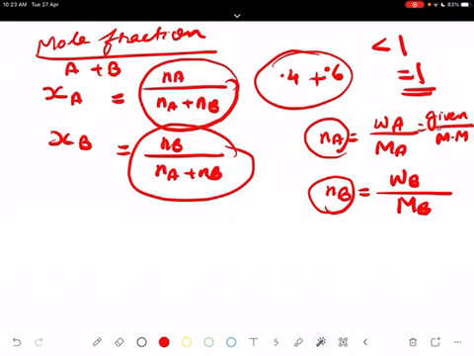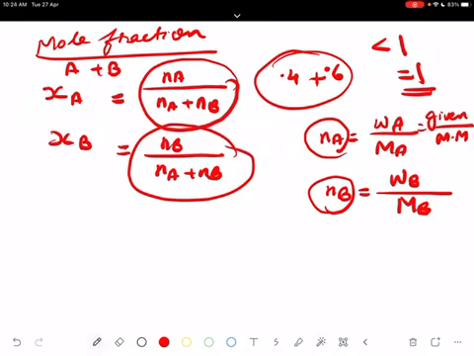Mass will be given, any mass will be given. So first you have to find out the number of moles of A and number of moles of B. Then Na upon Na plus Nb will give you Xa, and Nb upon Na plus Nb will give you Xb. See, we have found out the mole fraction.